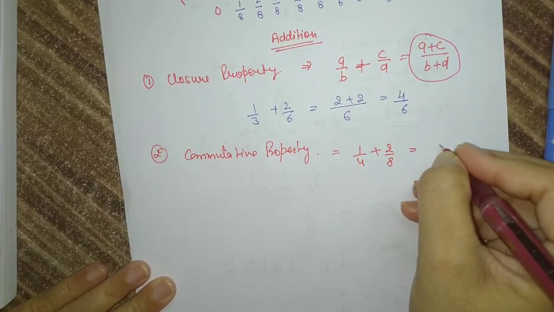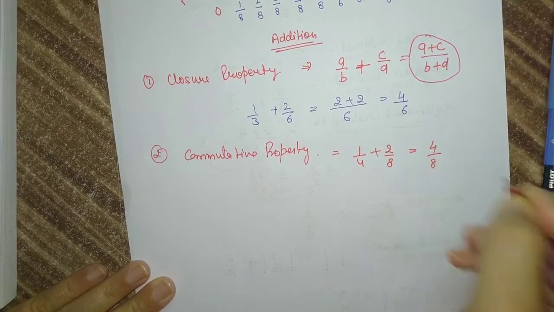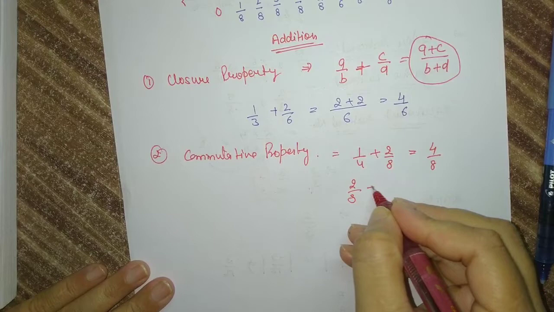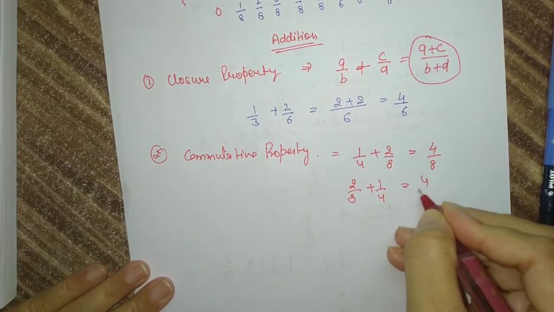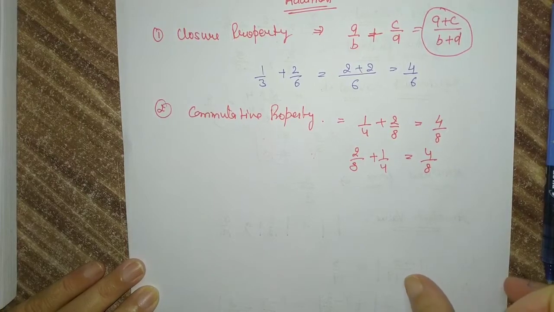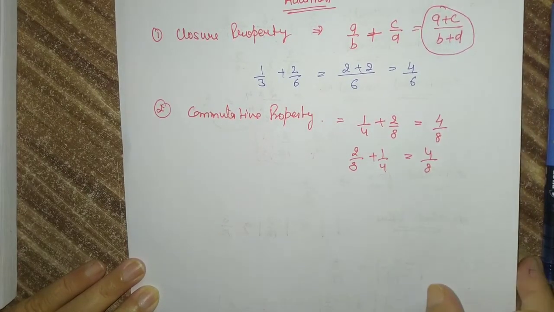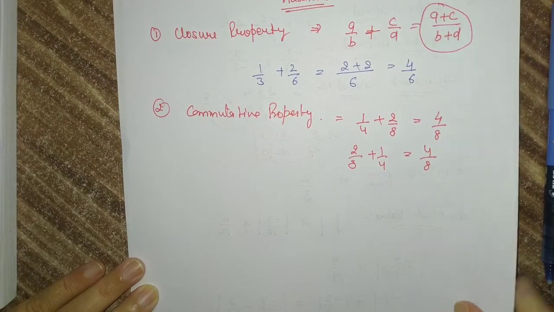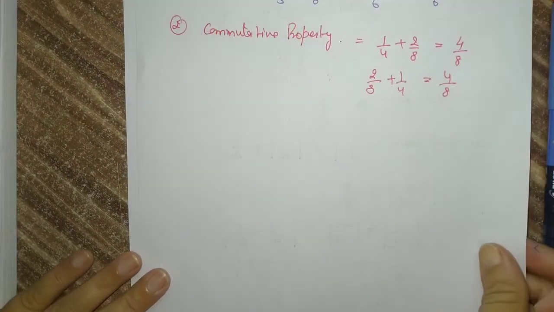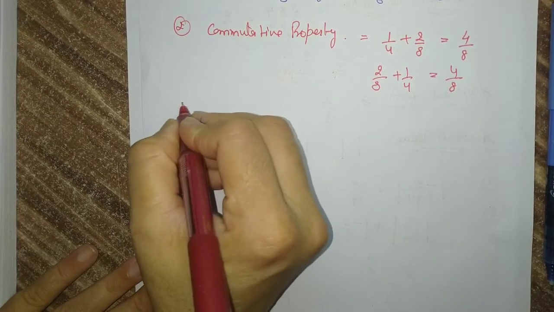The result is, when we add these numbers, we get the answer 4 by 8. But if I change the order, first I write 2 by 8, then after that 1 by 4, then also I will get the same answer, that is 4 by 8 only. So what we observe from here is that the sum of two rational numbers does not depend on order. The answer will remain the same if we change the order. Now next one is associative property.